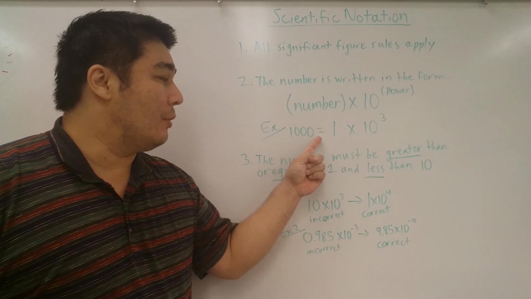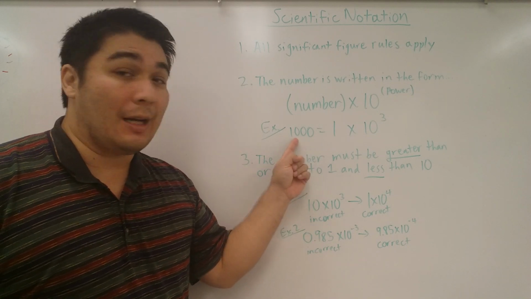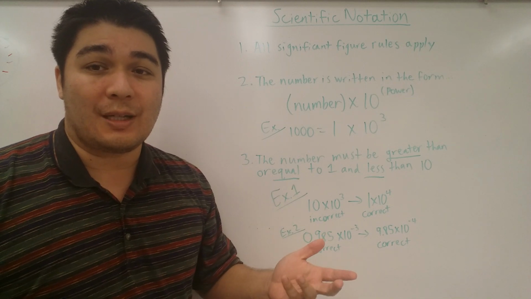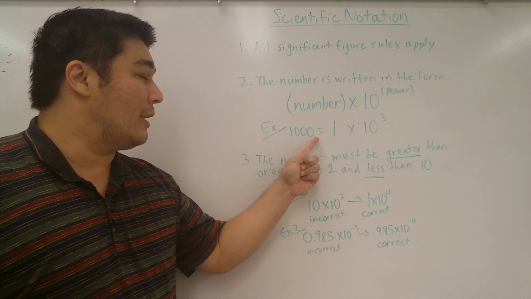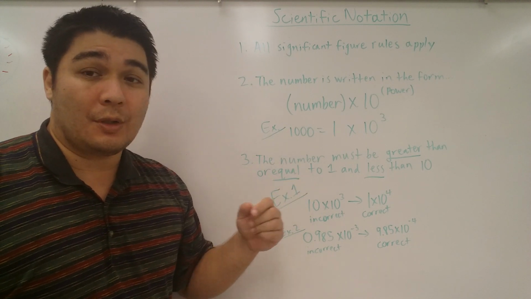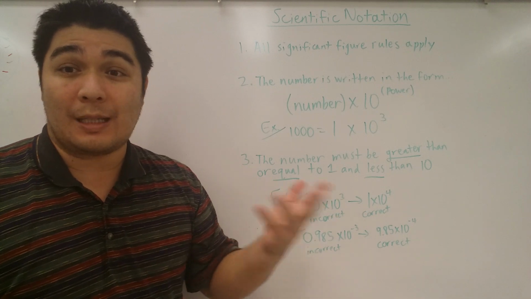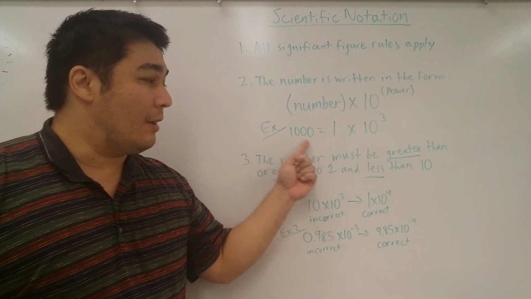First I need to figure out how many significant figures this has, and 1,000, according to our rules of significant figures, has 1 significant figure. So now I'm going to move the decimal point so that it turns into 1 times 10 to the something power. Now, what power is that? Well, this is what we call standard form.